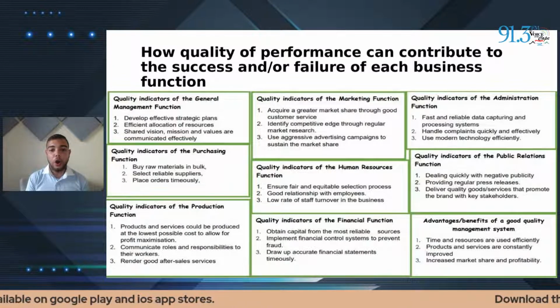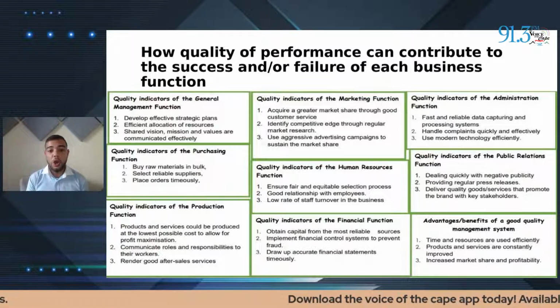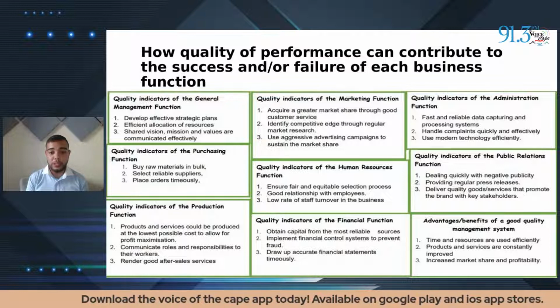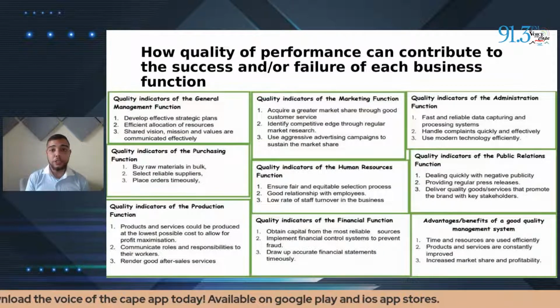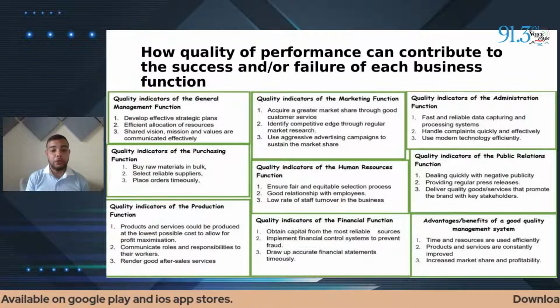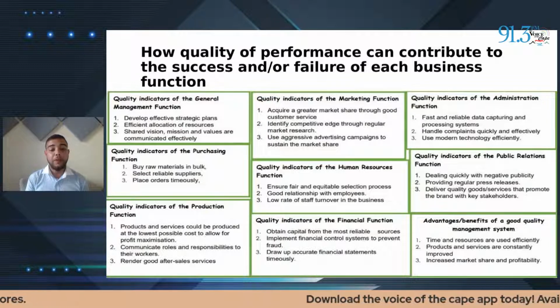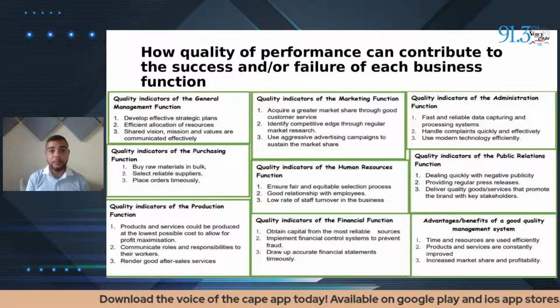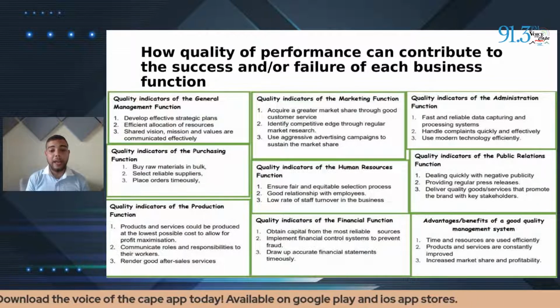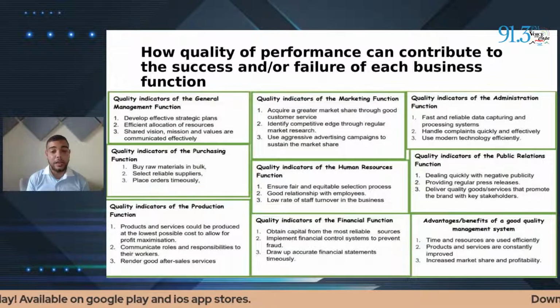The last one of your eight business functions would be the financial function, which will obtain capital from the most reliable sources. So you'll have your angel funding, your venture capital, all of those things will come into play. We will then implement financial control systems to prevent fraud. We all know that fraud takes place, where people make fake IDs and try to buy on someone else's card as well.